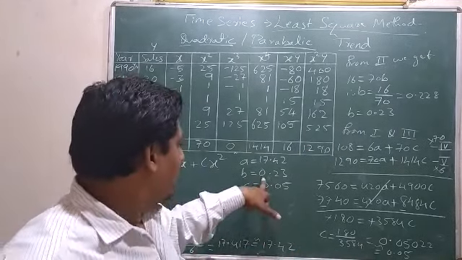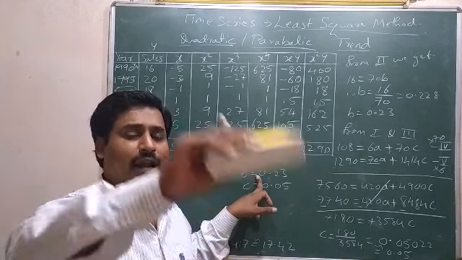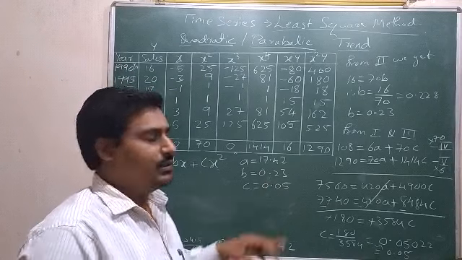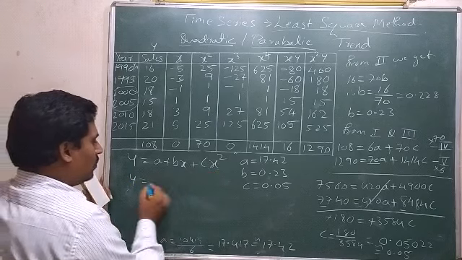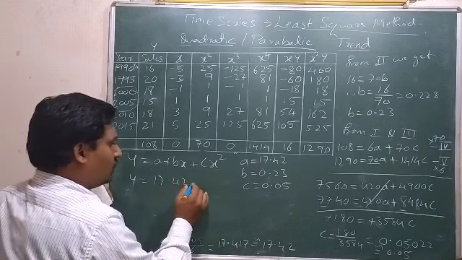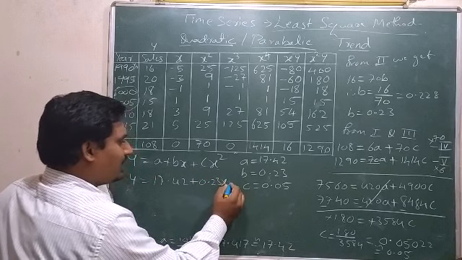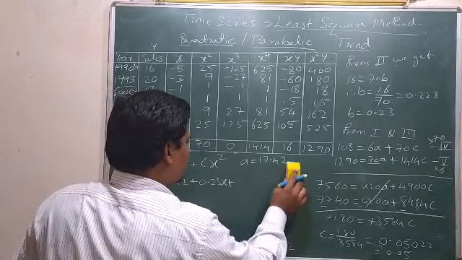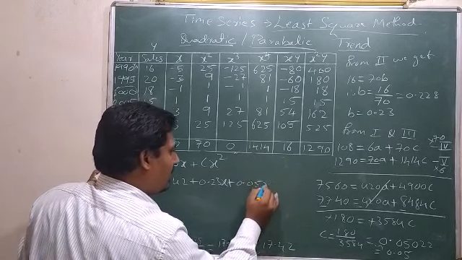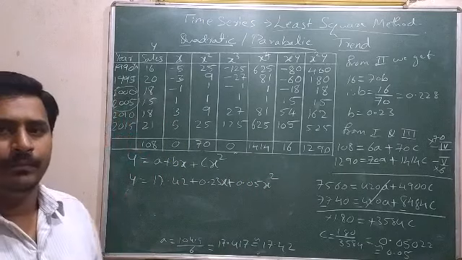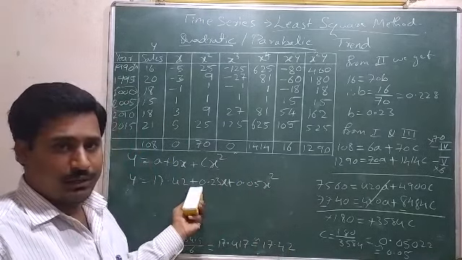Okay, and here again b is the growth rate, and b is positive, so we have an increasing trend. Now put them here in the equation. Y is equal to 17.42 plus 0.23 x plus 0.05 x square. So this is the parabolic trend equation.